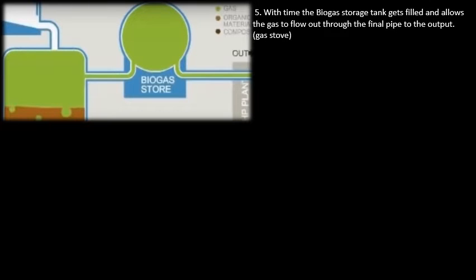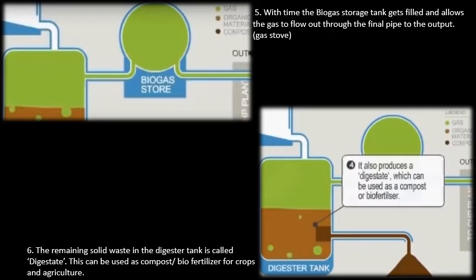An outlet pipe has a valve, and when the valve is unlocked, which is the pipe on the right side, it will flow through the pipe straight to the output, which is your gas stove, where you can light it and use it for cooking. The gas produced in the digester tank goes to the biogas storage tank and gets filled there, and from there goes to the output to the gas stove.